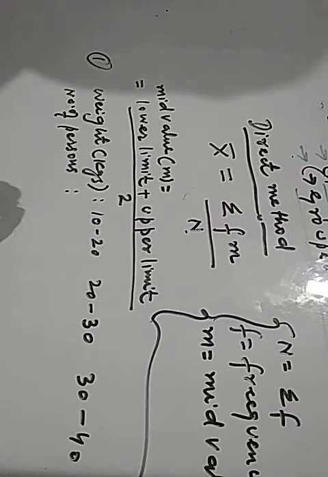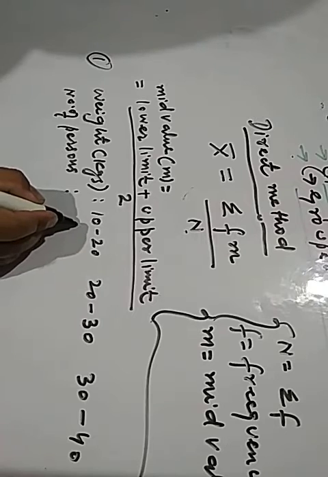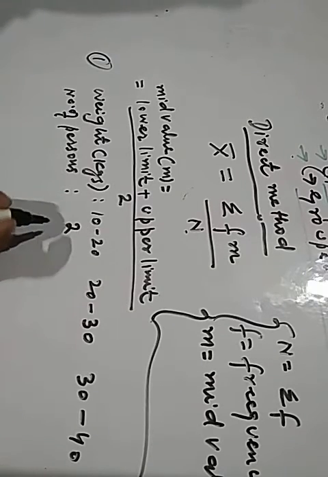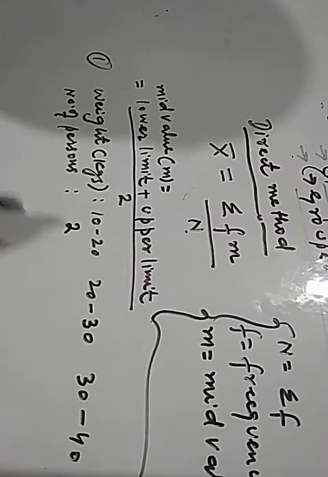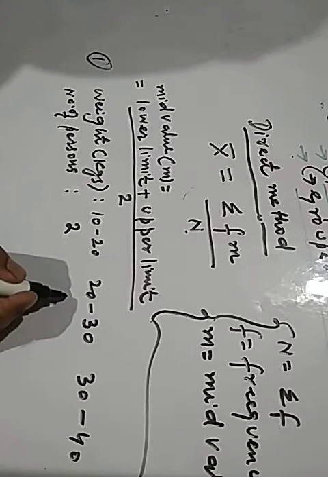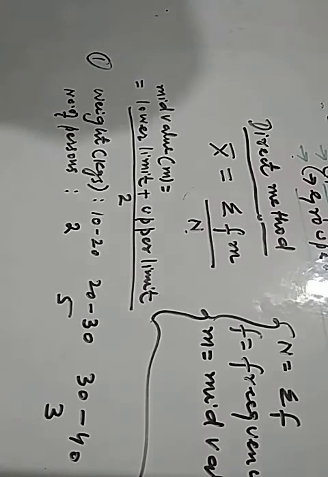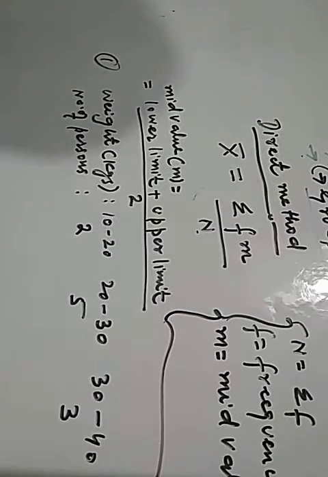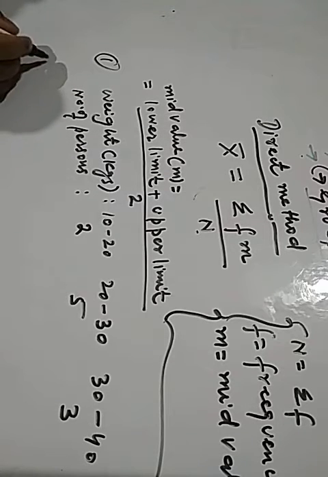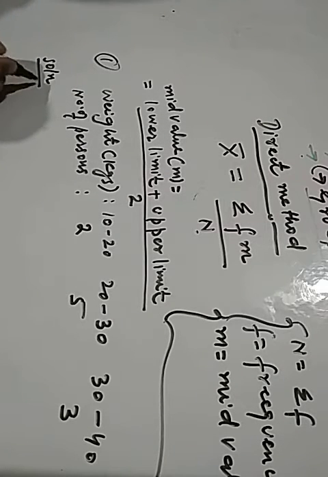The values are, suppose, 2 for this weight group, 5 and 3. Now this is the given data. Now we have to calculate arithmetic mean by applying direct method. The solution will be like this.